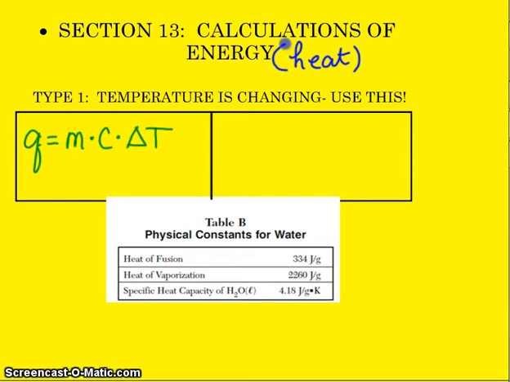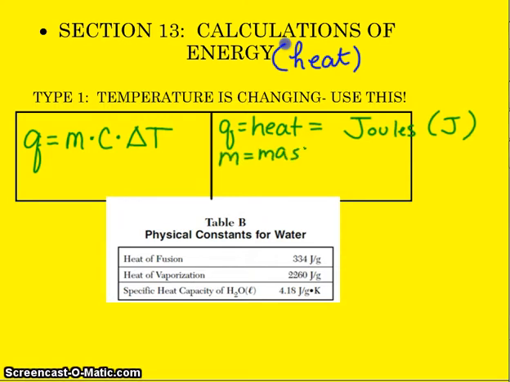And I want to define these variables real quick for you. Q is heat, and when you calculate it or you plug it into this equation, the unit for that should be joules, capital J. Okay? M is mass, and you can identify mass by its unit, which is the gram. Delta T is the change in temperature.